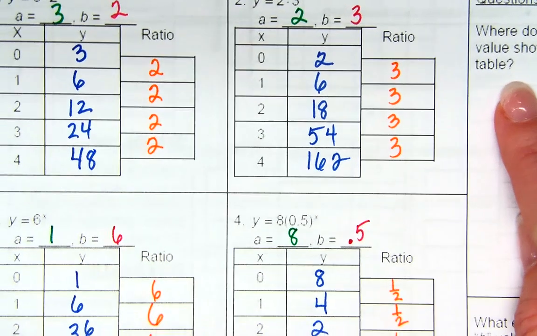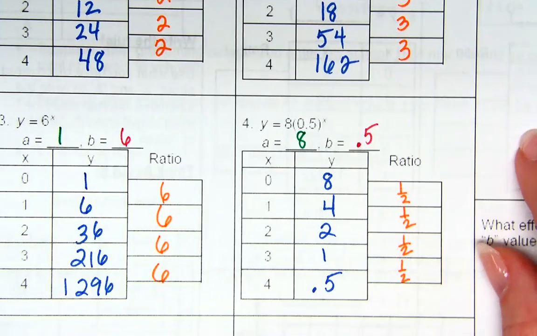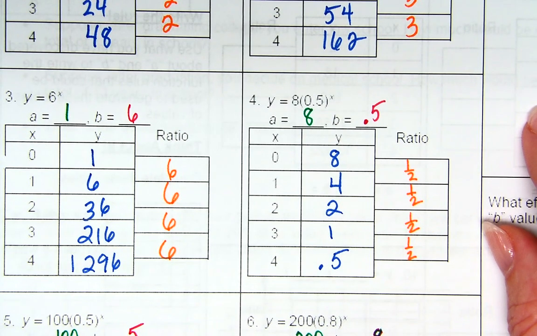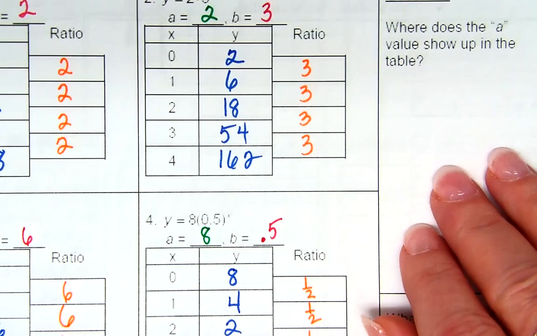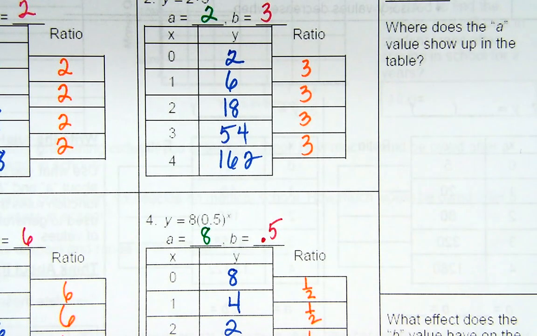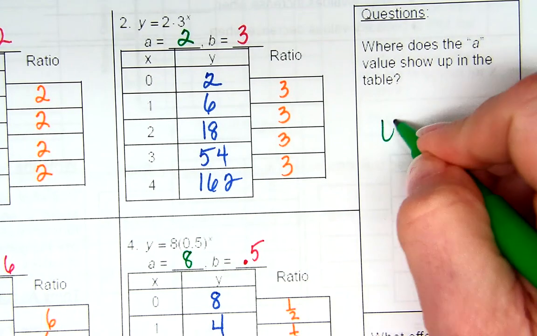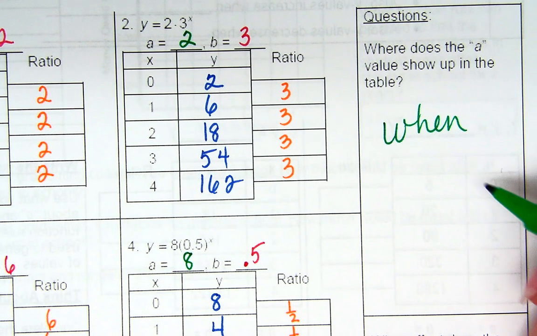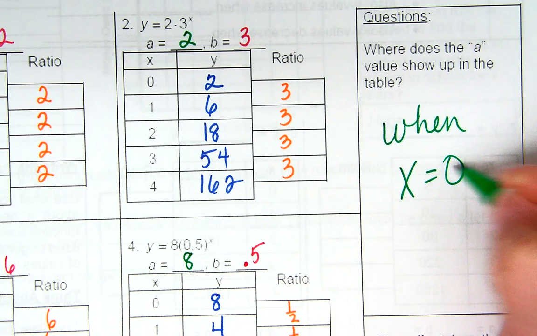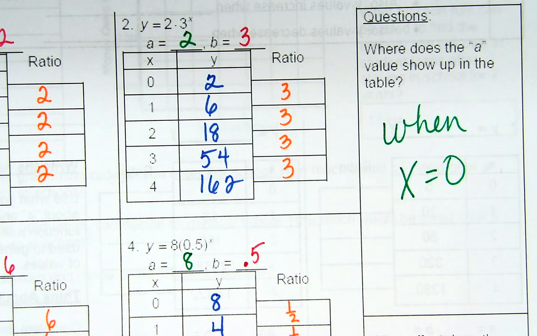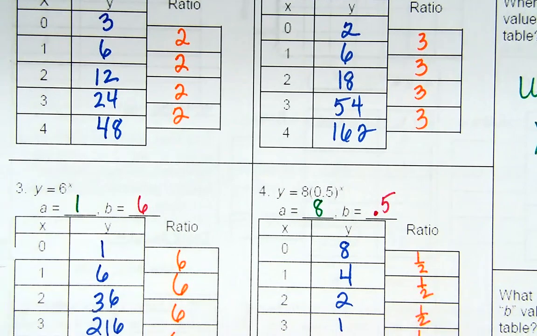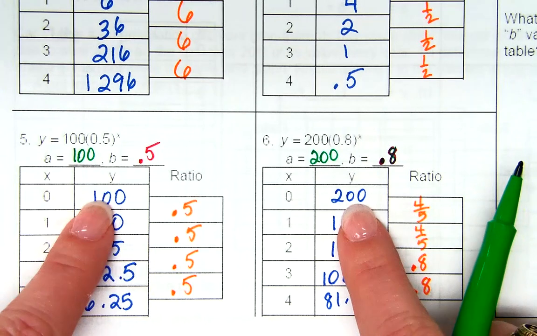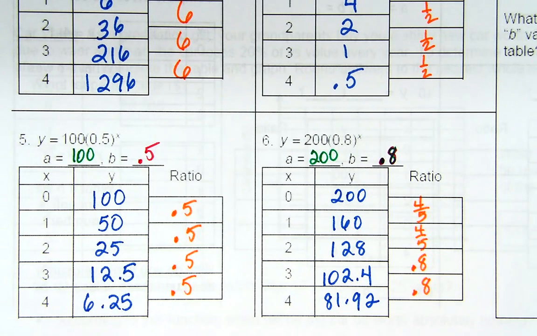Now, where does the a value show up in the table? 0 in the first line. So how can we say that so it's true for every single time that we write it? When x equals 0. That's exactly right, though. When x equals 0, that's where a is in the table. The y value is a, isn't it? Isn't it true for every time? Here, and here, and here. It's true every time, isn't it? Okay?